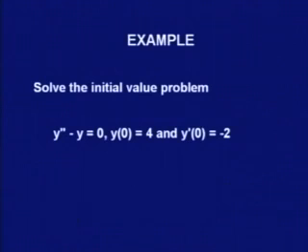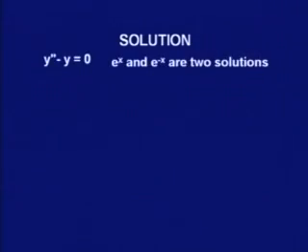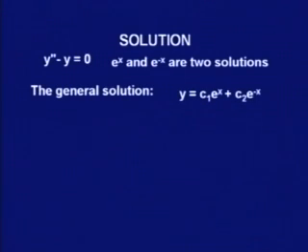Again, let us see this by example. Again, I have used the same equation y double dash minus y is equal to 0, and the two initial conditions are y at 0 is 4 and the derivative at 0 is minus 2. See, we had already seen that e to the power x and e to the power minus x were two solutions. So, the general solution will be of the form C1 times e to the power x plus C2 times e to the power minus x.